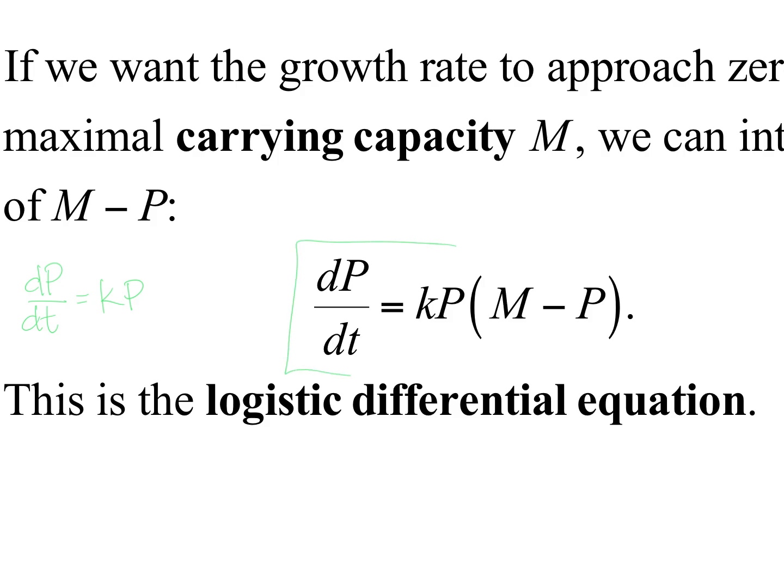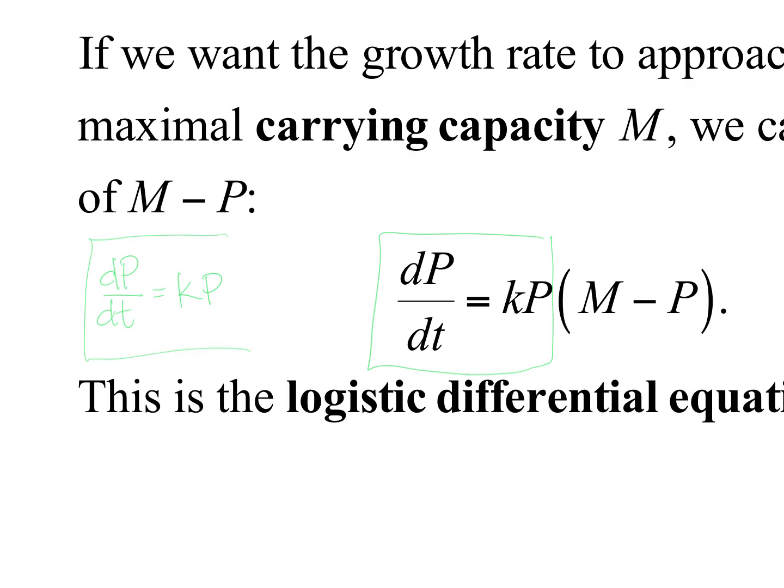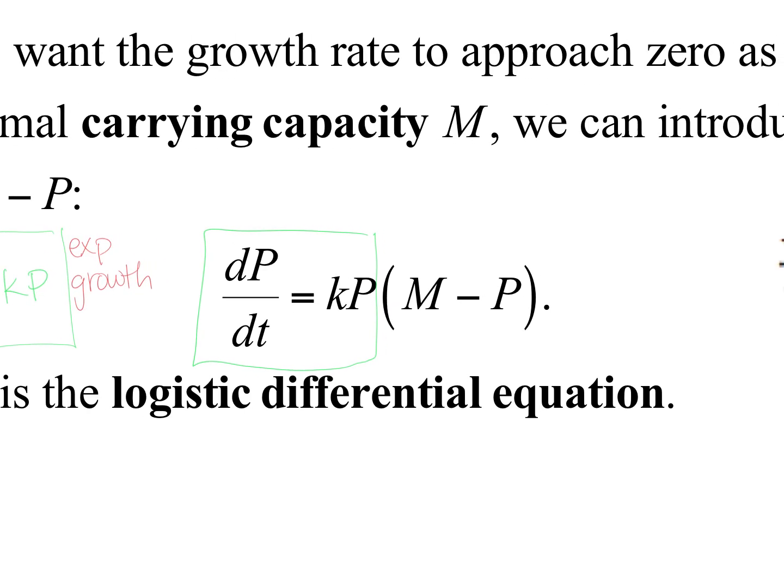Because it still has this part that's the same. So what's different? The M minus P. It's multiplied by M minus P. It's multiplied by an additional factor. There's something else going on. There's an additional contributing factor that is making this no longer grow to infinity, but bend off. This is called logistic growth. So if you have it without the M minus P, that will make exponential growth. If you have that same kP, but you add onto it the multiplying factor of M minus P, that will make something called logistic growth.